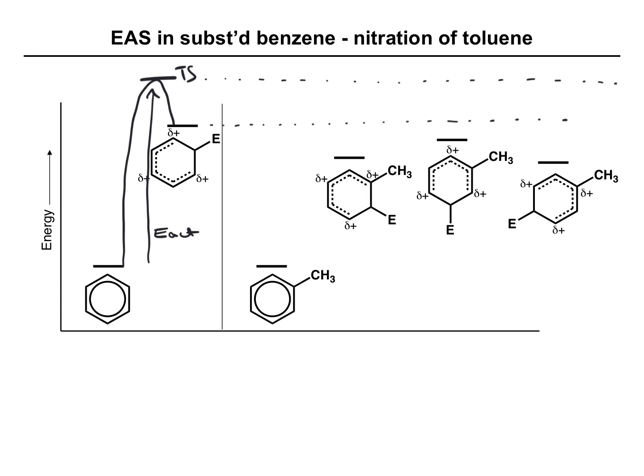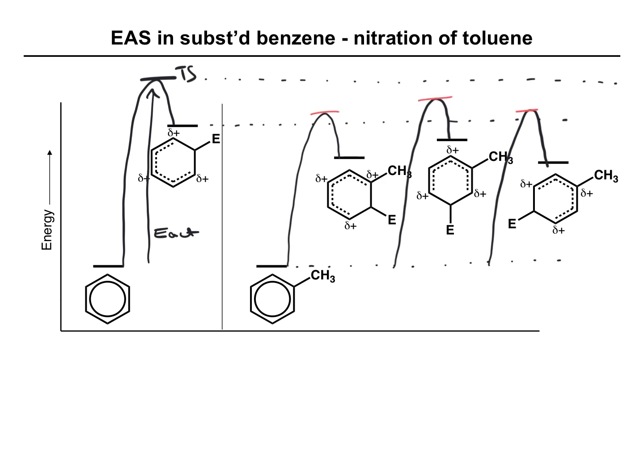Furthermore, that means that when we approximate the details of the transition state and the activation energy, it's going to look something like this. So now we can see that the transition state is going to be lower for all of these intermediates than it is for the transition state in benzene, which means the activation energy is going to be lower. And so this explains why toluene reacts faster than benzene.